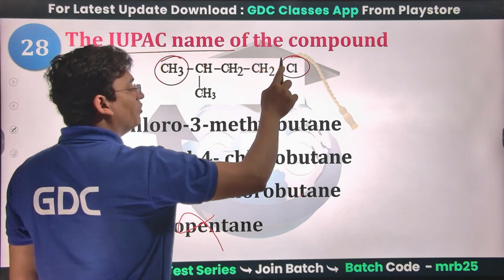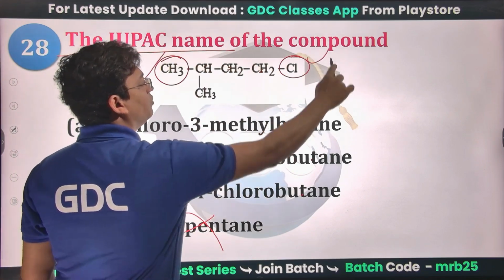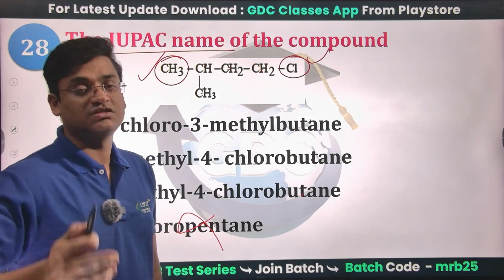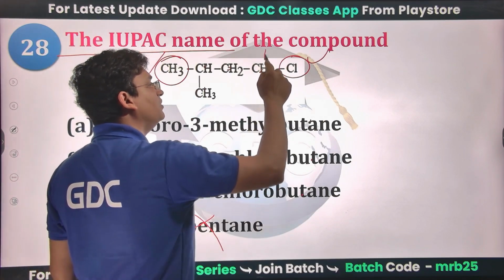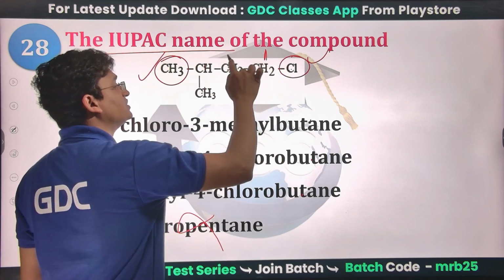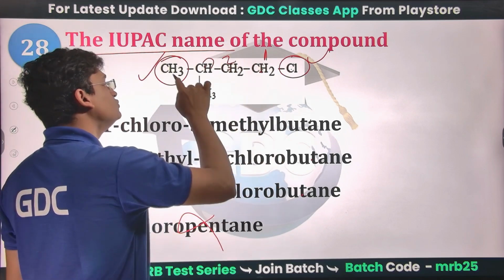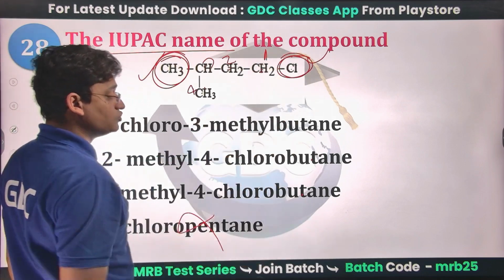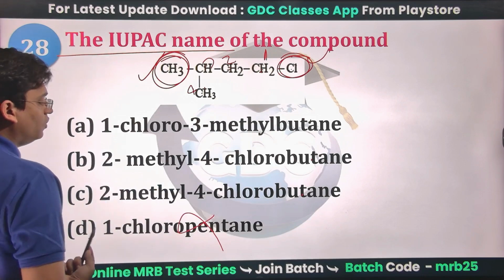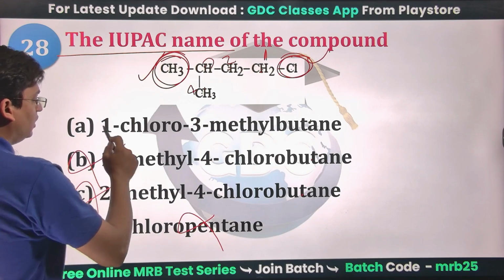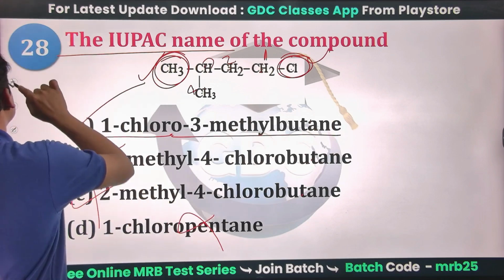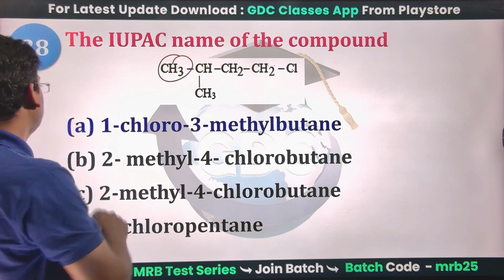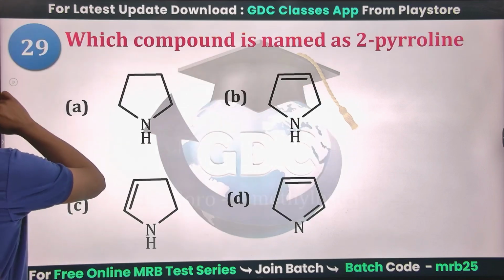Now we have two substitutions, methyl and chlorine. Among substitutions, give priority to the one that comes first. So if we count from here, we have chlorine at the first position, second, third, and then fourth. So basically we have 1-chloro, 3-methyl. 1-chloro, 3-methyl butane. So A is the right answer. Chlorine is present at the first carbon and methyl substitution is present at the third carbon. So yes, A will be the right answer.